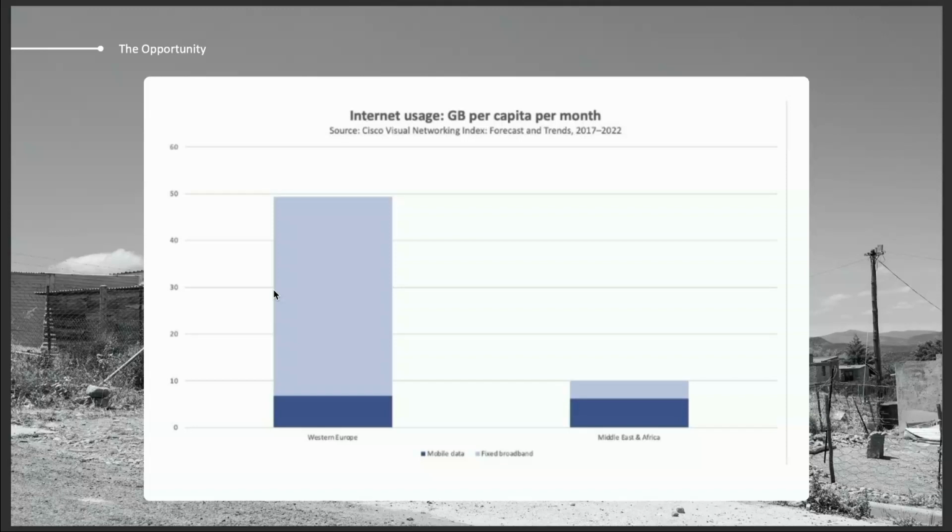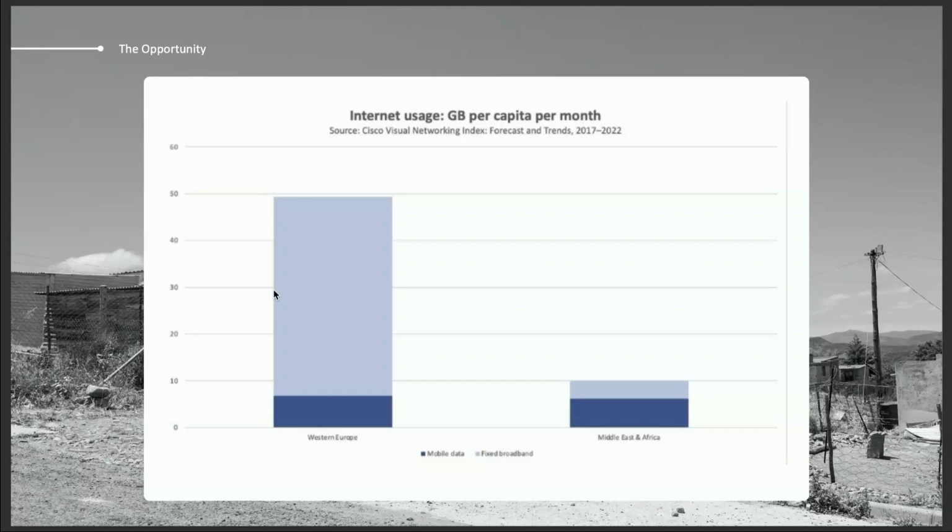But this is an analysis I did, very back of the envelope, of some work that Cisco have done with their predictions of how much data people use in the world. I stripped out Africa from the Middle East and tried to get an average per user of how much internet we use each month. In Europe, it's around 50 gigabytes. In Africa, it's around 10, okay?